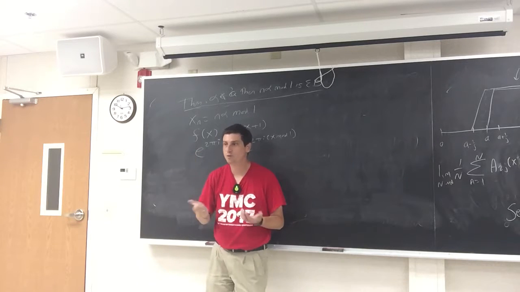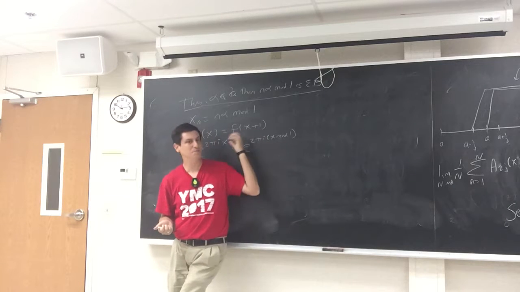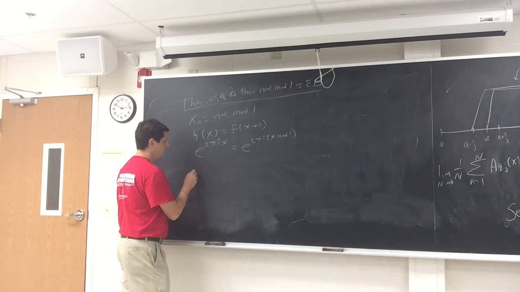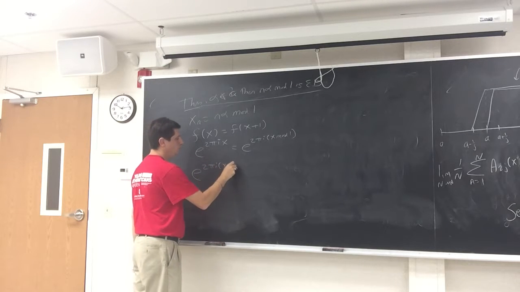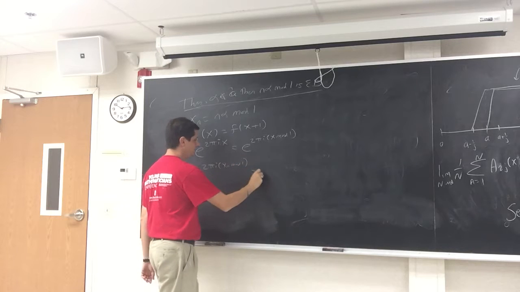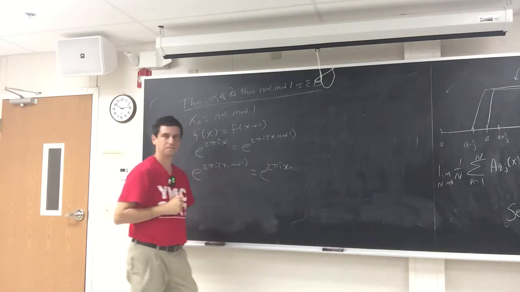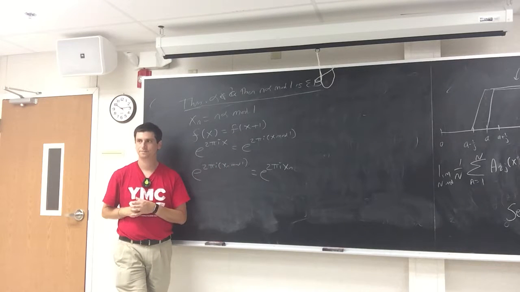And when we write something as a Fourier series, we have sums of coefficients times exponentials like this. And so the great thing is e to the 2 pi i x_n mod 1 is the same as e to the 2 pi i x_n. We don't have to worry about the mod 1. Okay?